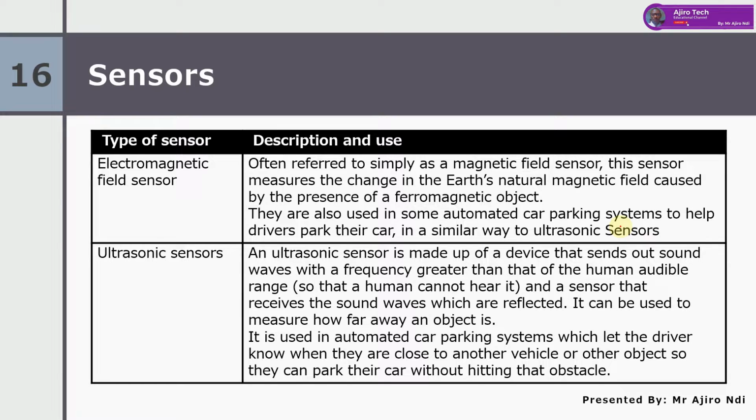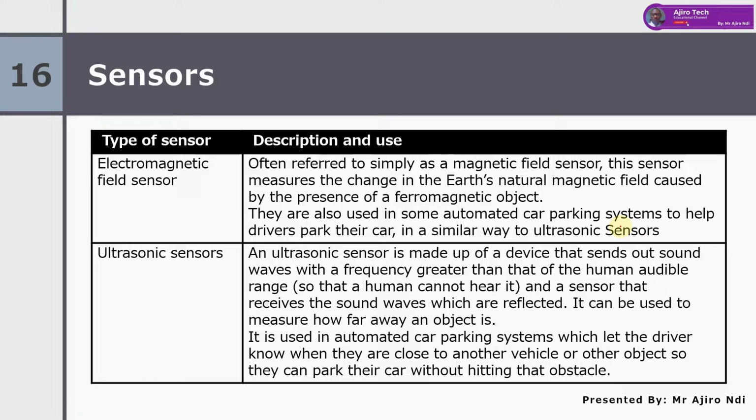Now let's talk about the ultrasonic sensors. The ultrasonic sensor is made up of a device that sends out waves with a frequency greater than that of the human audible range, so that humans cannot hear it, and a sensor that receives these waves, which are reflected. So it can be used to measure how far an object is.